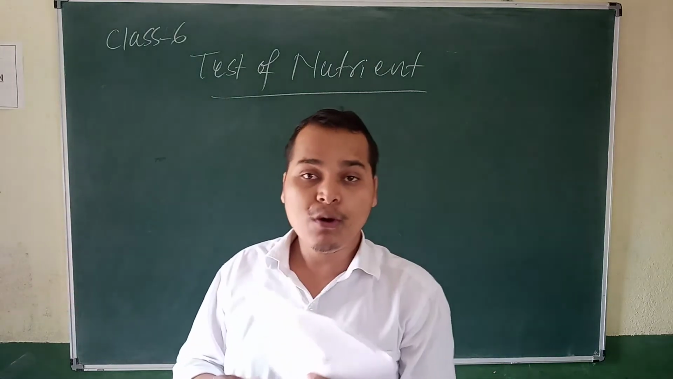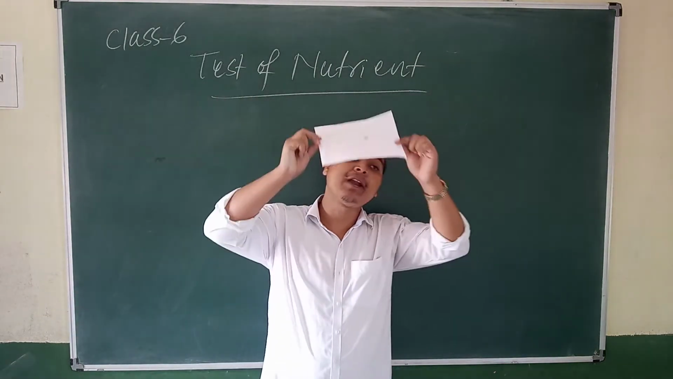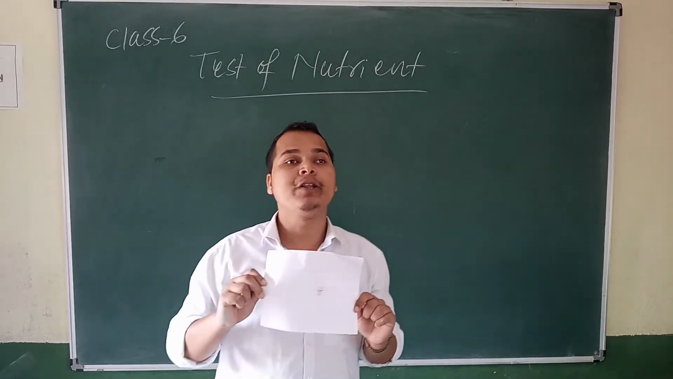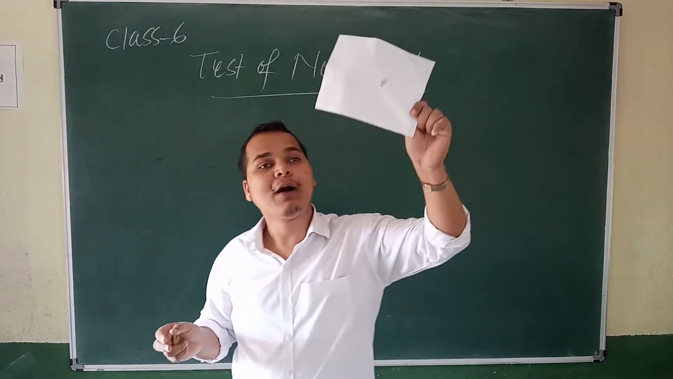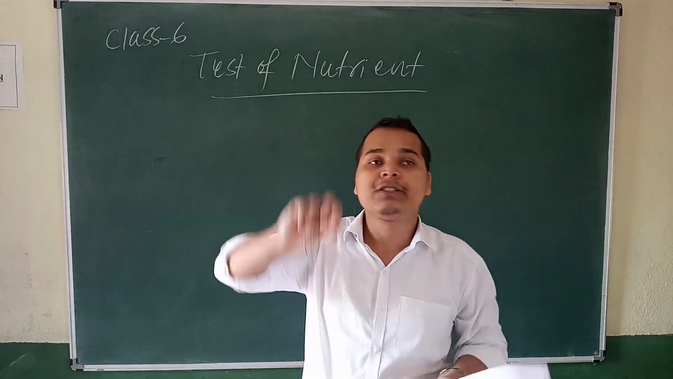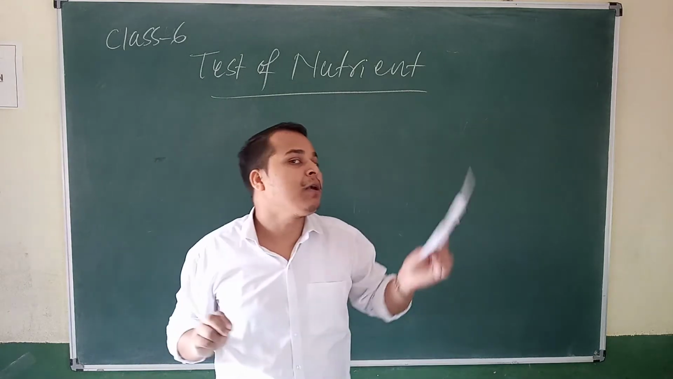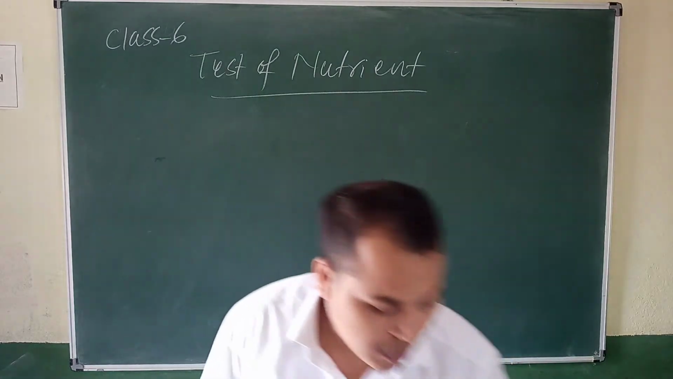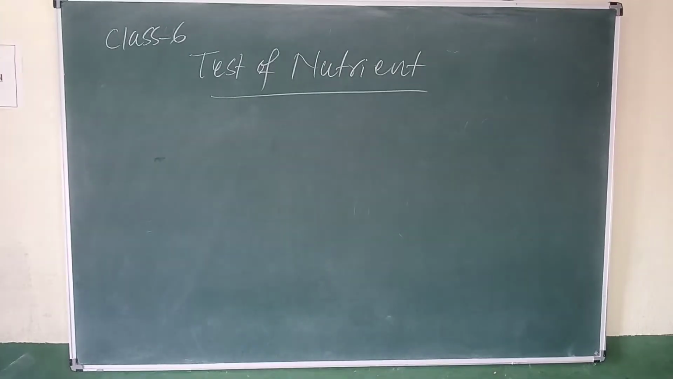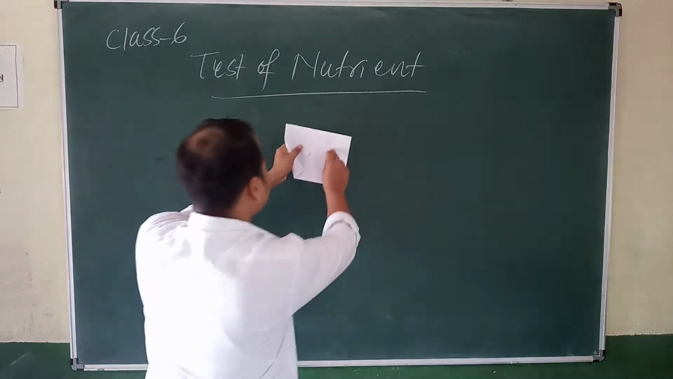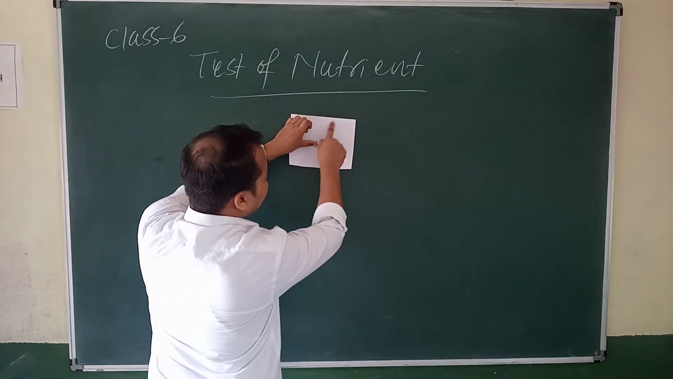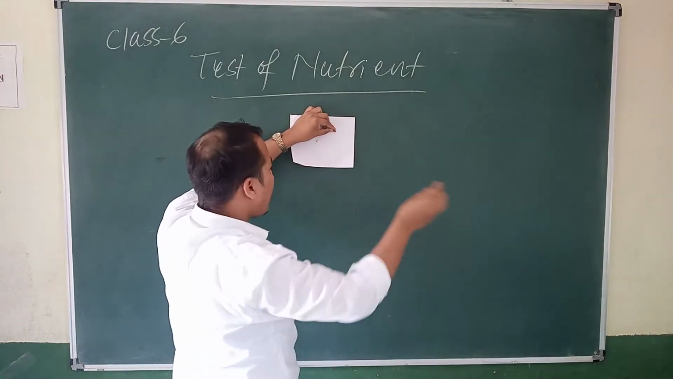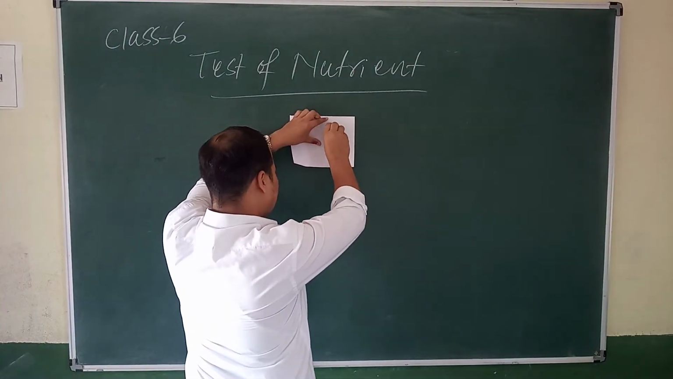How can you do this experiment at home? You can do this experiment using only one sheet of paper and some groundnuts. First take one white paper. See, here the white color is there, nothing else. Now I'll take one groundnut, then I'll rub it.